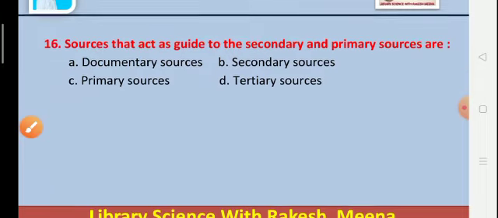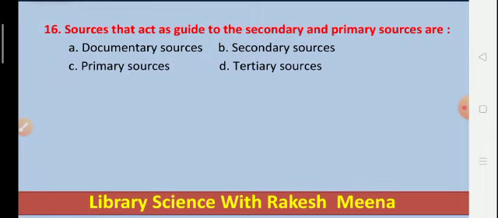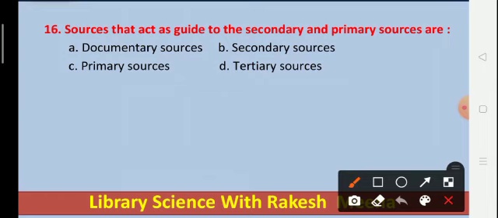Next question is question number 16. Sources that act as a guide to the secondary and primary sources are related to which? Option A is documentary sources, option B is secondary sources, option C is primary sources and option D is tertiary sources. The correct answer for that question, guys, is option D, tertiary sources. Yes guys, sources that guide to primary and secondary sources of information and data are called tertiary sources.